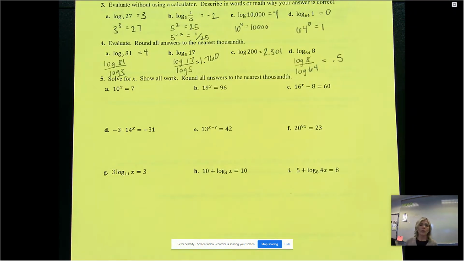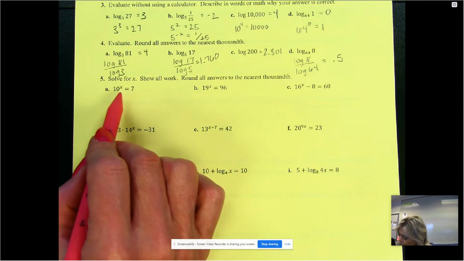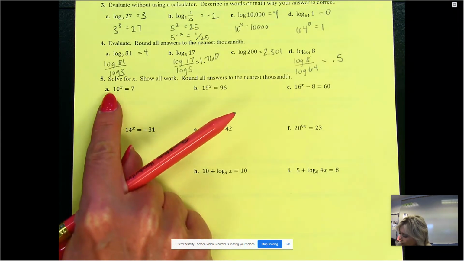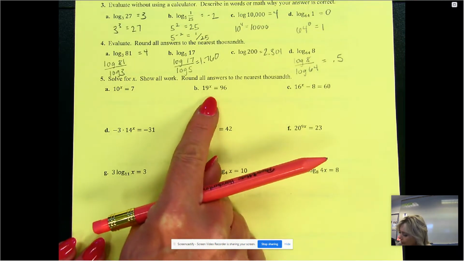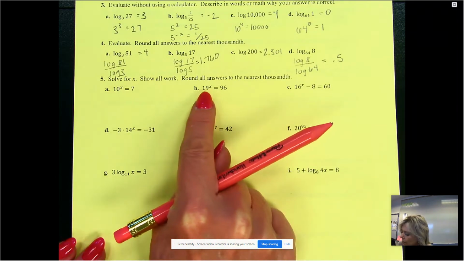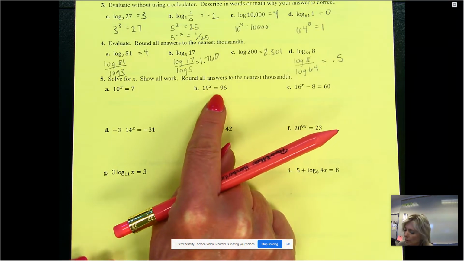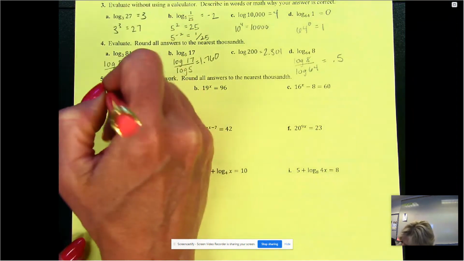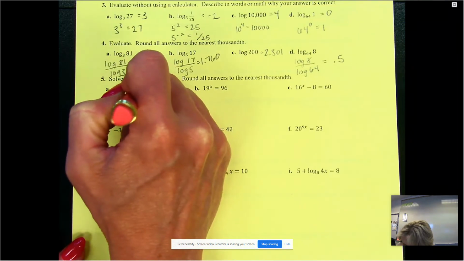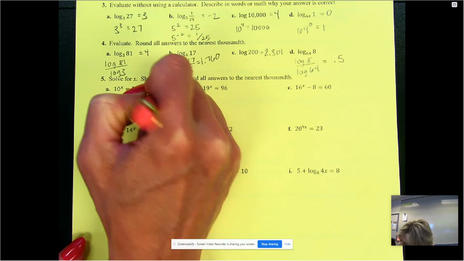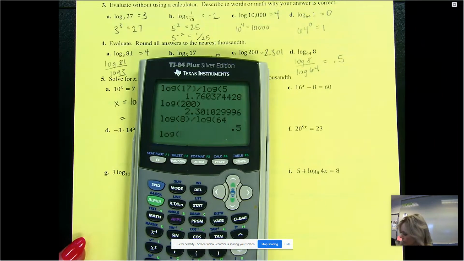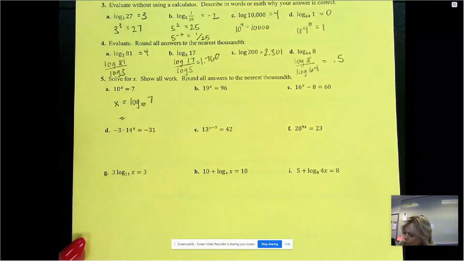Number 5, solve for x. Show all your work. Round answers to the nearest thousandth. All right. So when you solve for x, you want your equation to look like a and b, where you have the base and exponent by itself, so then you can switch to log form. So for a, we're going to go straight into log form. X is equal to log base 10 of 7, which is, again, when the base is 10, you can just do the log. 0.845.